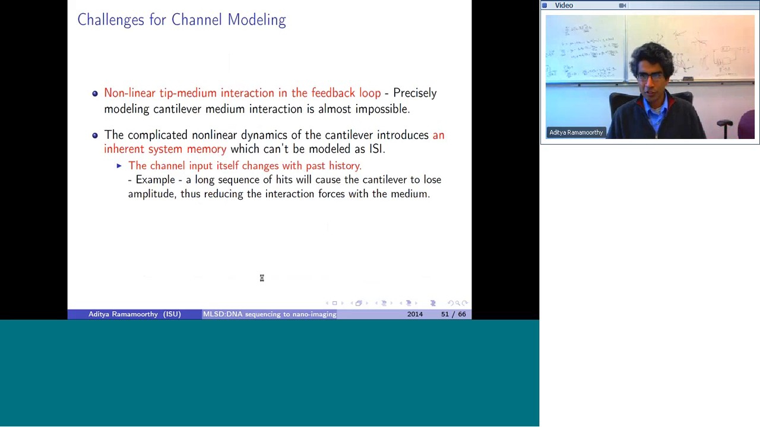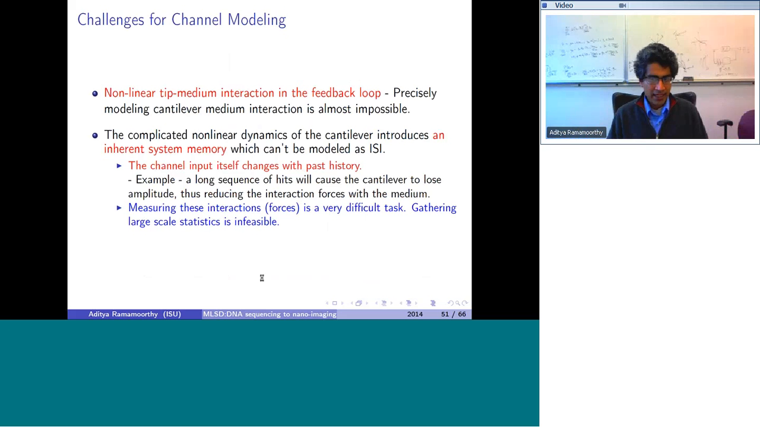There are also other differences. In this cantilever system, if you think about doing experiments, a sequence of hard hits actually causes the amplitude of the cantilever itself to go down. So that changes the input of your channel itself. Measuring these interaction forces, the exact force that is experienced by the cantilever itself, is a very difficult task. So how do we get around this problem?